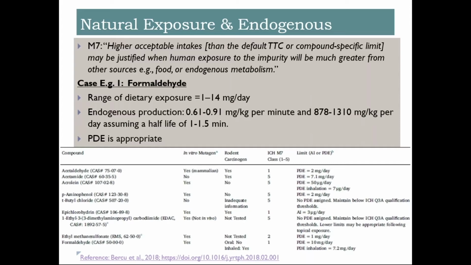It is also produced endogenously in most cells, ranging from 878 to 1310 mg per kg. For an adult of 50 kg, this corresponds to somewhere around 43,000 to 65,000 mg per day, and it has a very short half-life. That has to be noted. Using a similar concept, Burke et al. in 2018 published an article with a PDE derived as 10 mg per day. ICH M7 also captures the same PDE in one of the narrations within the text.